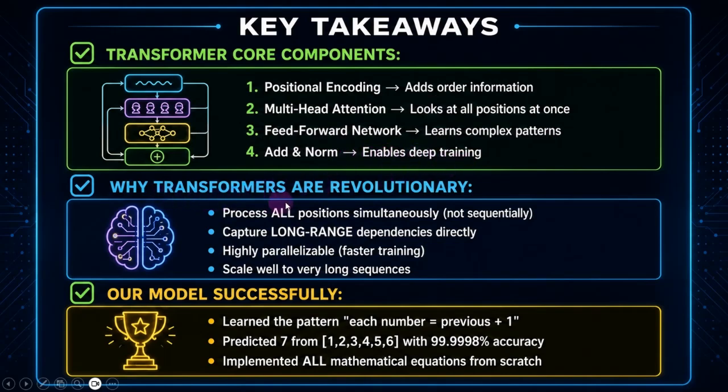Why are transformers revolutionary? They process all positions in parallel, capture long-range dependencies directly, are highly parallelizable, and scale well to long sequences. That's why they've replaced RNNs in almost every sequence task. Our model, despite its tiny size, successfully learned the arithmetic pattern and predicted 7 with near-perfect accuracy.